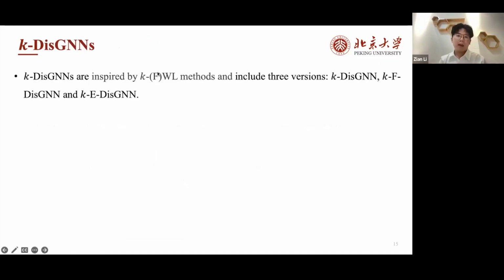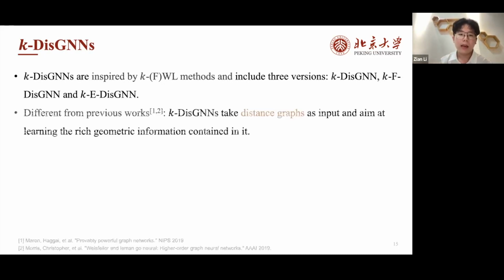Okay. And given these limitations, we proposed k-DisGNNs, which are actually complete and universal geometric models. First, k-DisGNNs are inspired by the k-WL and k-FWL measures, and they include three versions: k-DisGNN, kF-DisGNN, and kE-DisGNN. And note that our work is different from previous work, for example, PPGN and k-GNN, because our k-DisGNN takes only the distance graph as input, and they aim at learning the rich geometric information contained in it.